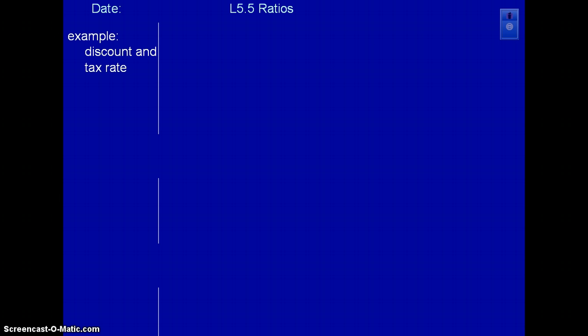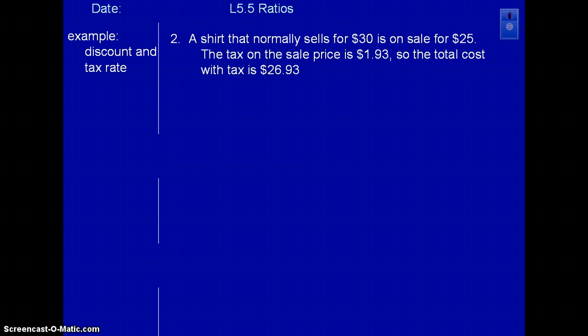Another example including discount and tax rates. There is an example very similar to this, also on page 275 of your textbook, number 2, if you want to see another one kind of like this. A shirt normally selling for $30 is on sale for $25. The tax on the sale price is $1.93, so the total cost with tax is $26.93.